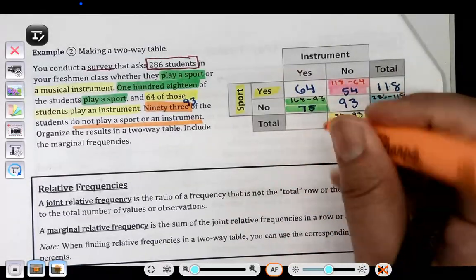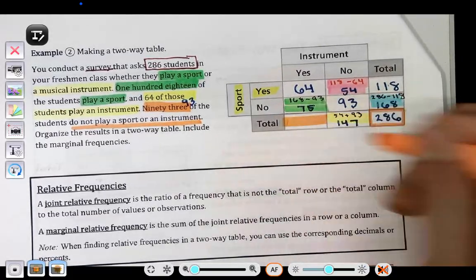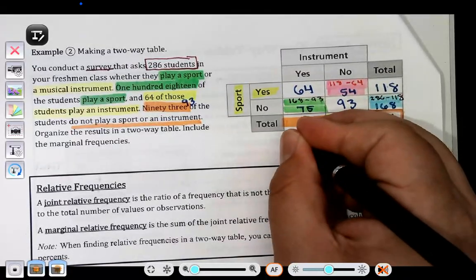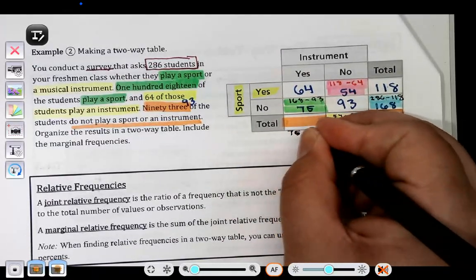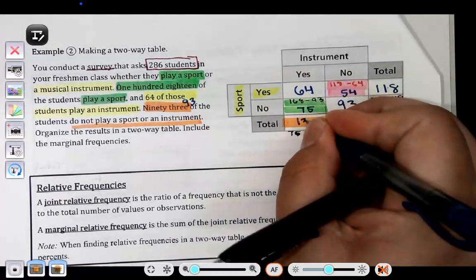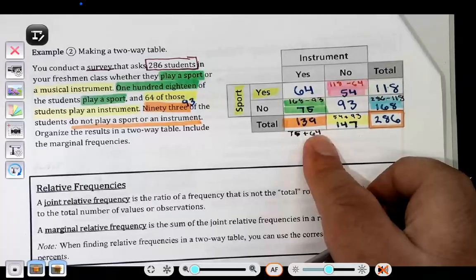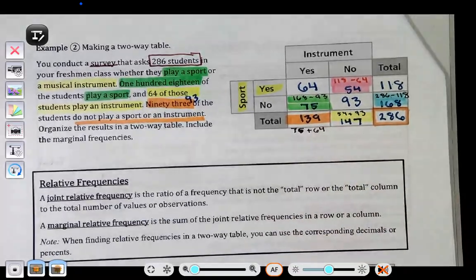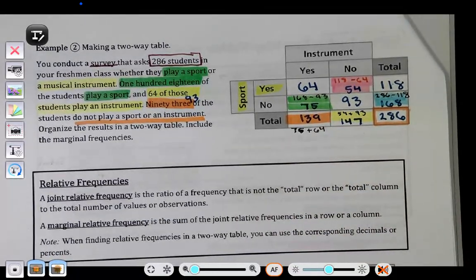And now, how do I find this very last box right here? Add them. Because to get a total, you have to add. So what's 75 plus 64? 139. Is there a different way I could have found this one? Yeah, subtract these two, right? If I just go this way. And then that's it. They just wanted me to fill one of these out.